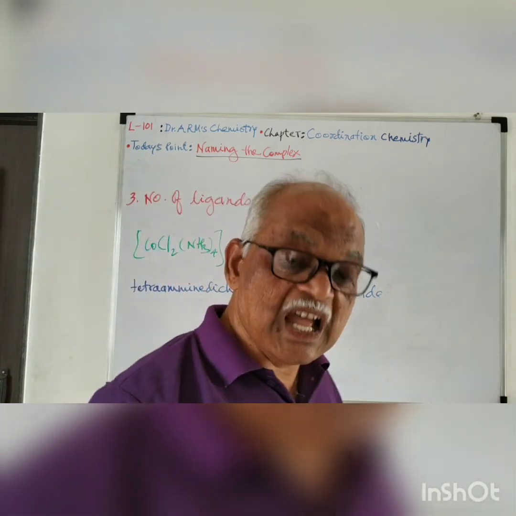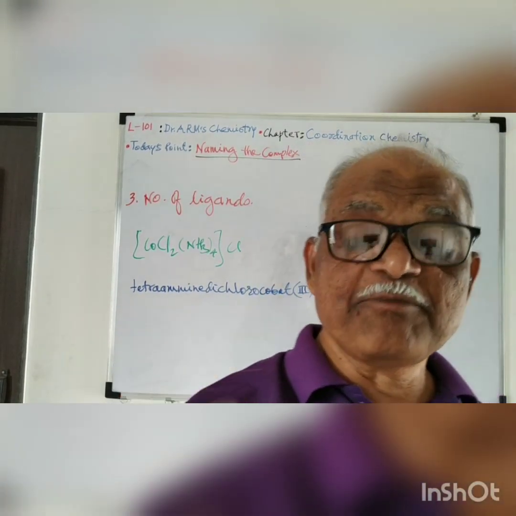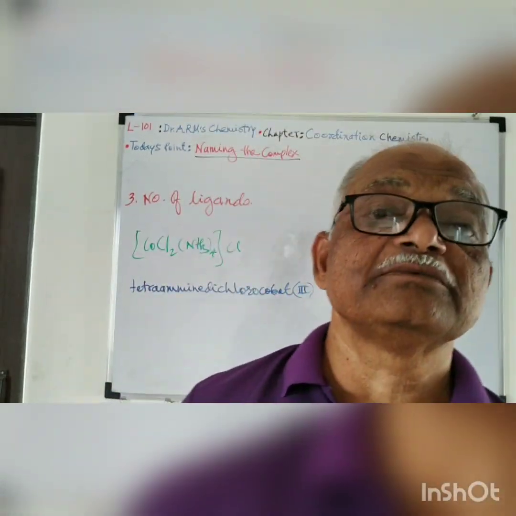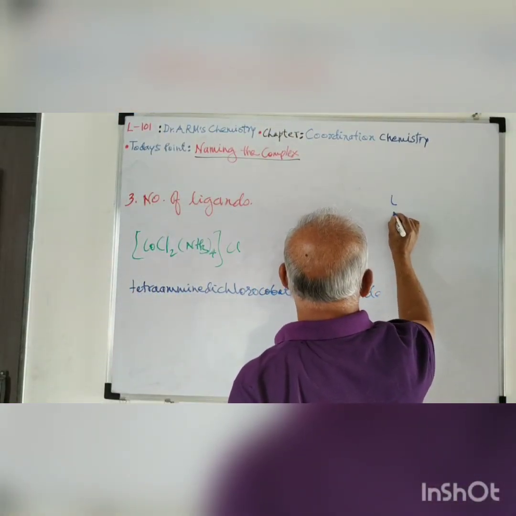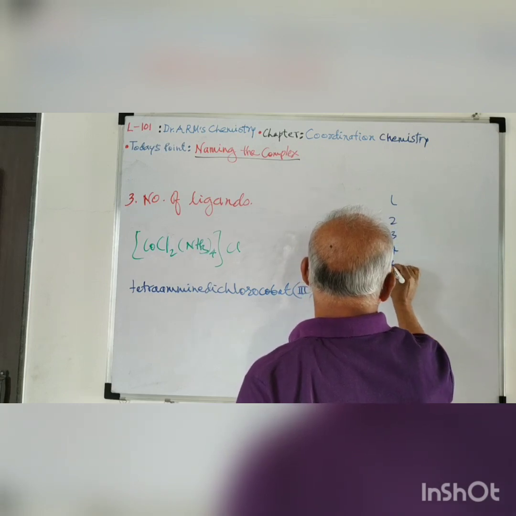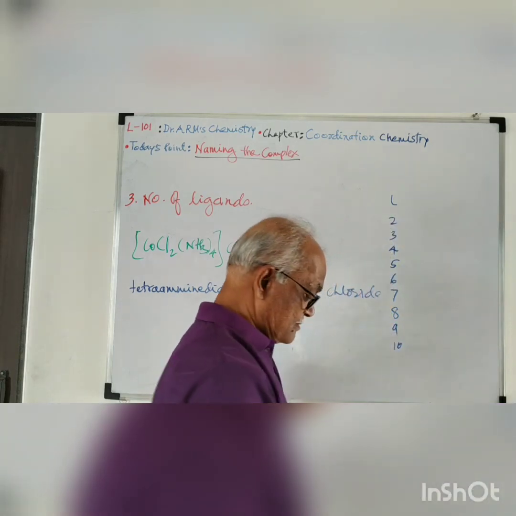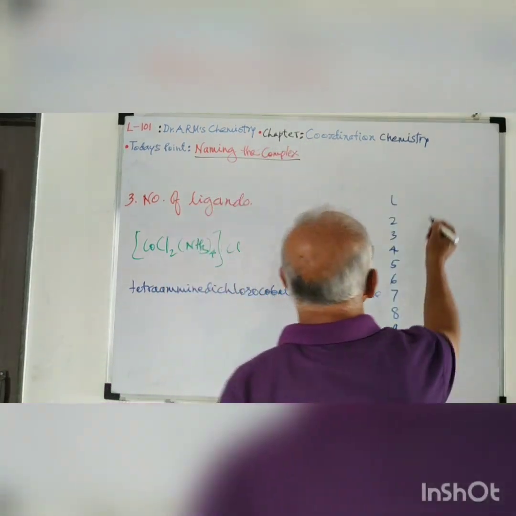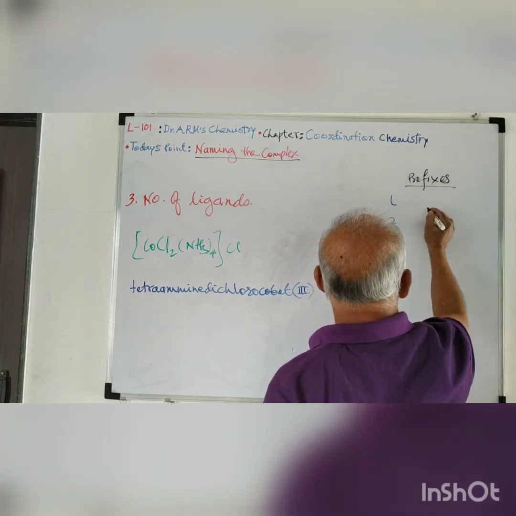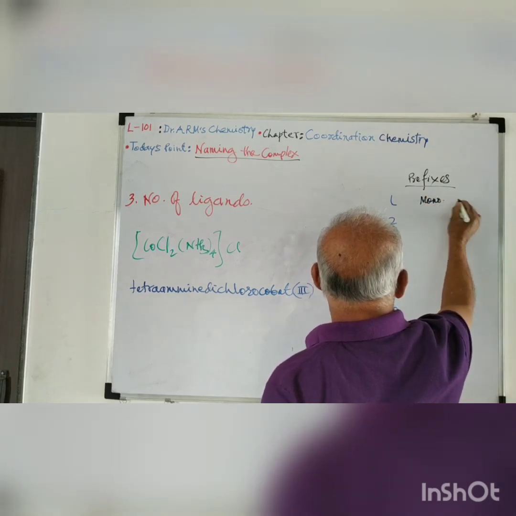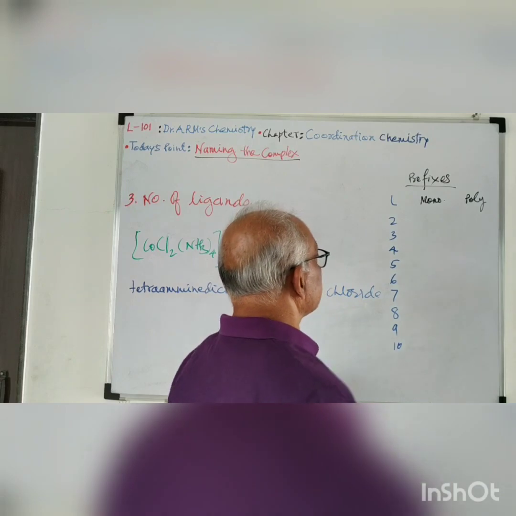So the number of ligands of the same type is shown using different prefixes. For example, when there are 2, 3, 4, 5, 6, 7, 8, 9 and 10 ligands, we have to show these ligands with prefixes. Prefixes should be used like this for monodentate and for polydentate ligands.